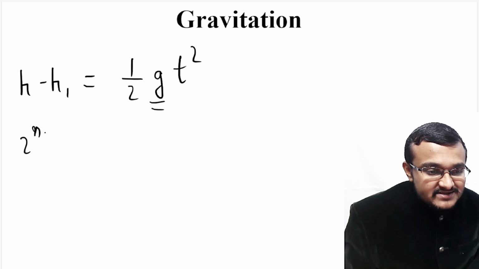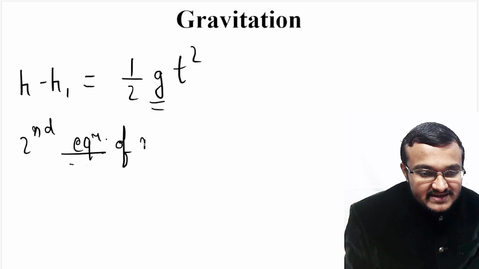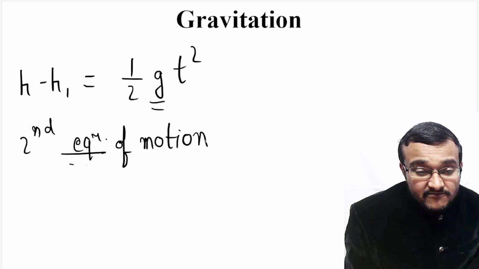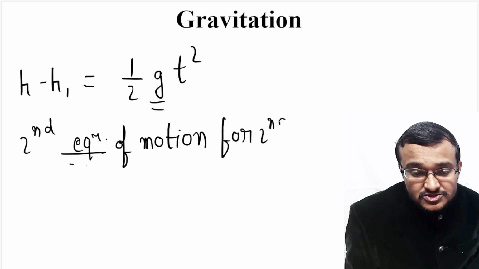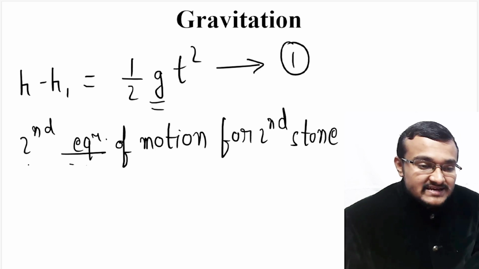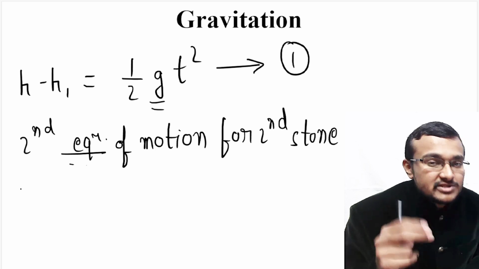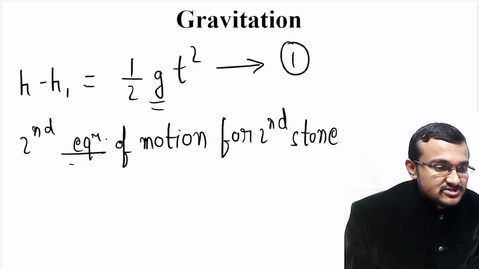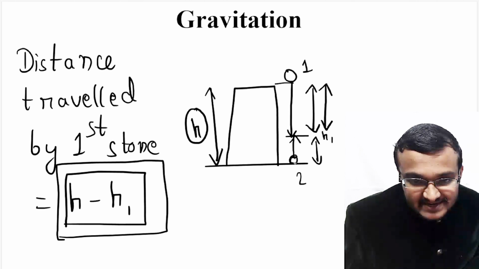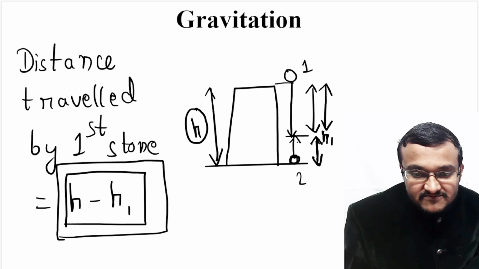Now you have to write the second equation of motion for the second stone. Call this particular equation equation 1. Now you have to take the second equation of motion for the second stone. What is the height or distance traveled by the second stone? Here in this image you can see the second stone has traveled h1 height. This h1 is the height from the bottom surface.